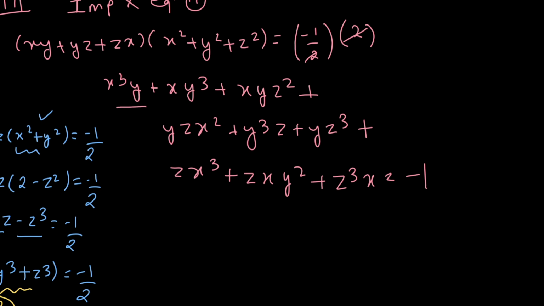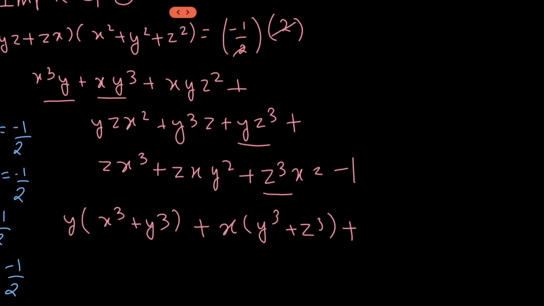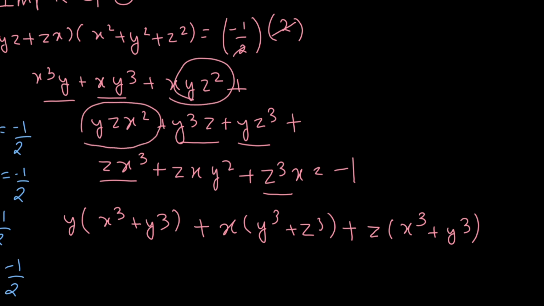So here we have y into x cube, y into z cube, so I can take y common, so inside the bracket x cube plus y cube as it is. Okay. Plus now here we have x into y cube, and again we have x into z cube, so I can take x common, so inside the bracket y cube plus z cube. Plus, now again we can see we have z into x cube, z into y cube, so z taken common, inside the bracket x cube plus y cube. Now here we have x into y into z square, here we have y into z into x square, and here we have z into x into y square.